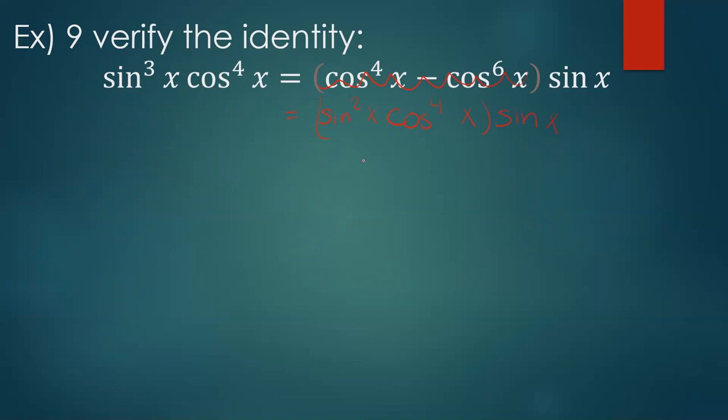Okay, so let's simplify. I'm gonna just pick the right side. And then this sine square x, that's the same thing as 1 minus cosine square x in parentheses. And then we have cosine fourth x times sine of x, right? Okay. So when you FOIL this cosine fourth x with each term, you're going to get 1 times cosine fourth x is cosine fourth x minus, and then cosine fourth x times cosine square x, that's negative cosine sixth x, times sine of x.